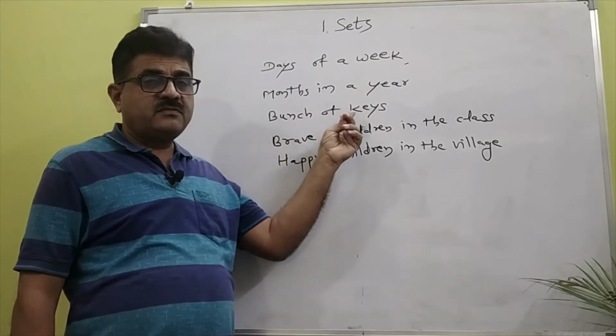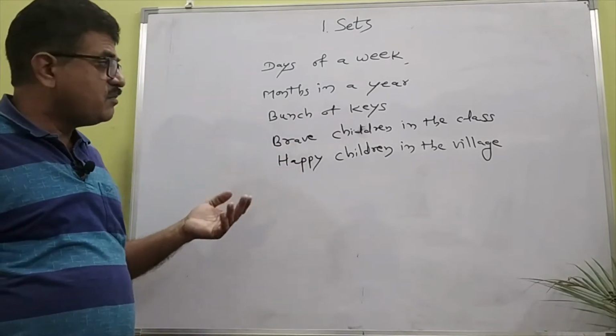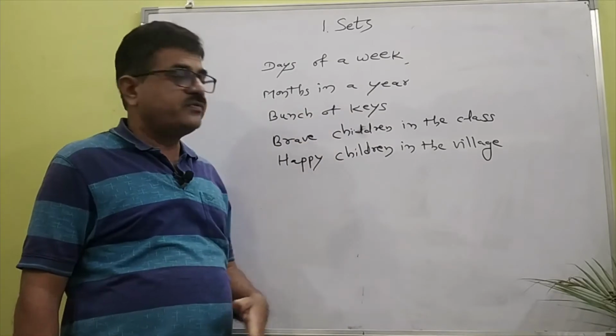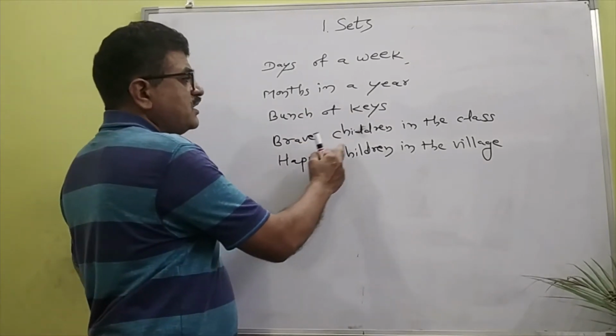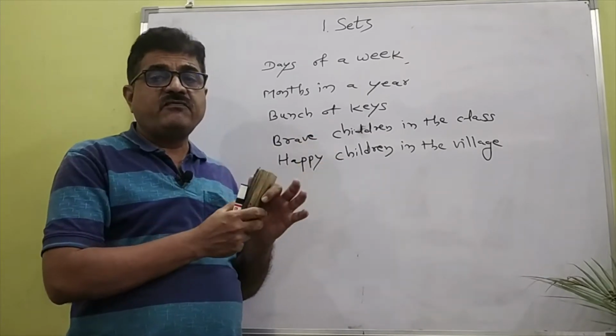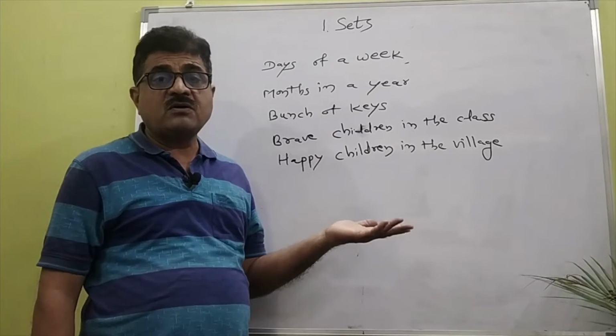Bunch of keys, we can list, we can decide how many keys. Brave children in the class. Now we cannot definitely say that the children is brave or not.